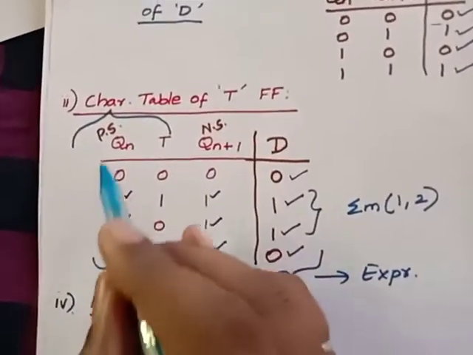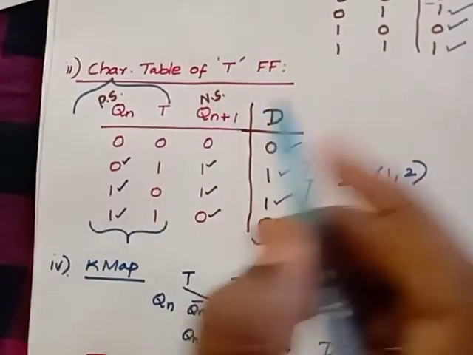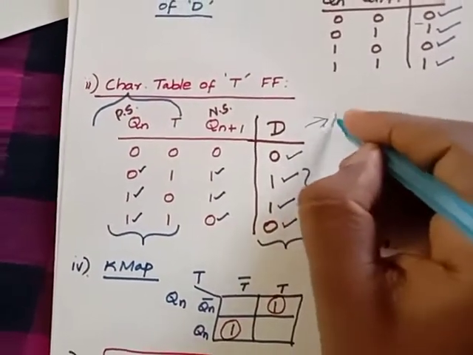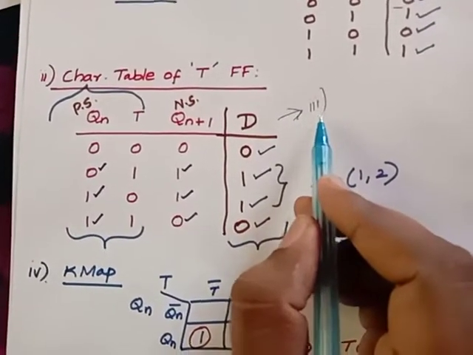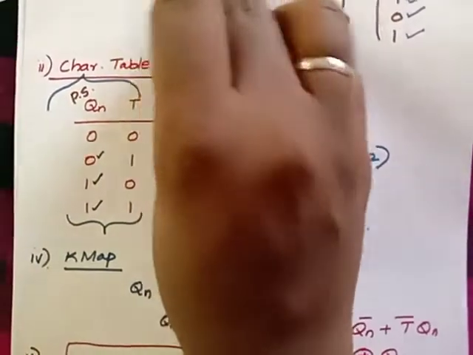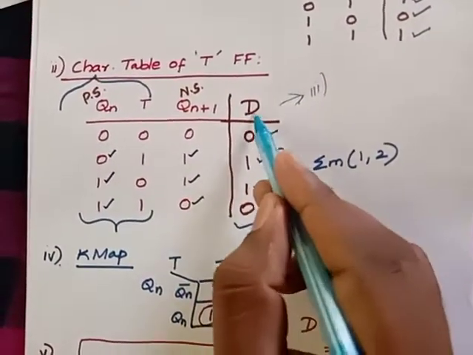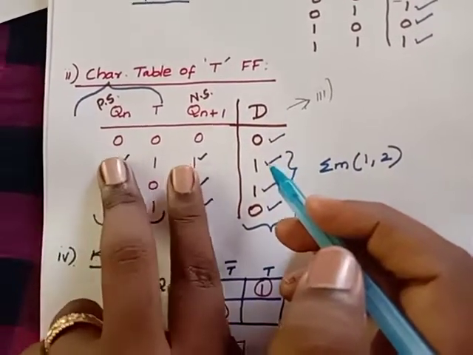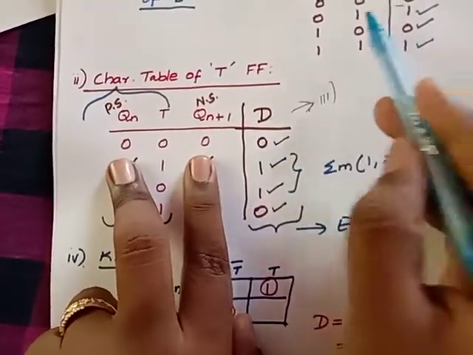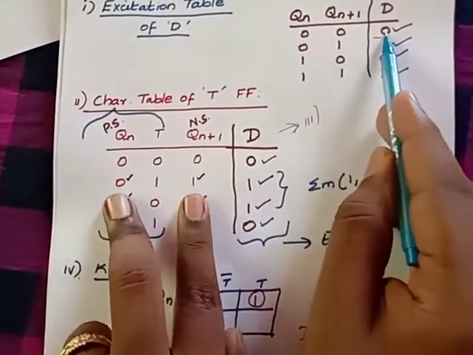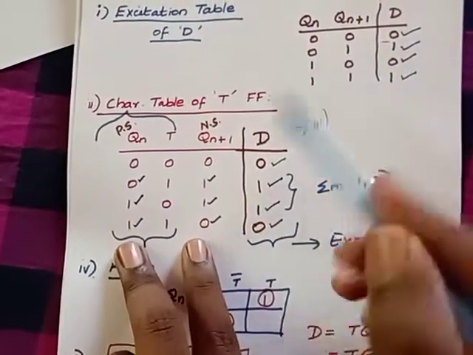We have already learned this: Qn, T, Qn plus 1. This indicates the present state and this indicates the next state. Now the third step is you have to append the inputs of your given flip-flop. The given flip-flop is D. Now attach D here. Now you have to fill this column using this excitation table. So have a look, compare these two states now. If the present state changes from 0 to 0, then as per this condition it is 0. For 0 1 it is 1. For 1 1 it is 1. For 1 0 it is 0. Fill all those columns.